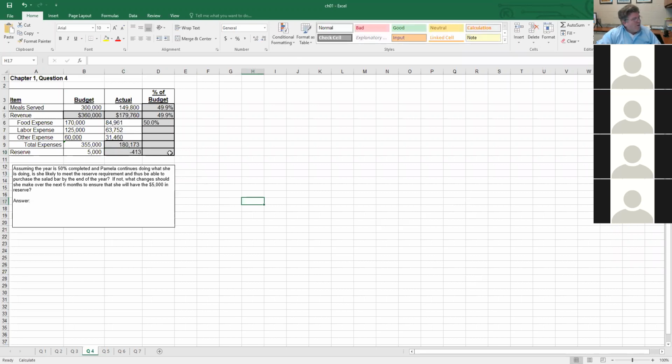And so our percent of budget, we thought we should have $2,500. We don't. We're $400 in the hole. So if I divide 413 by 5,000, I'm going to get a negative number here, and it shows that we're behind on budget. Okay.